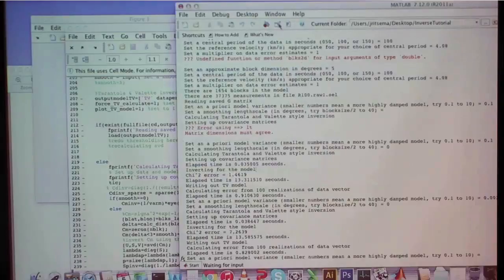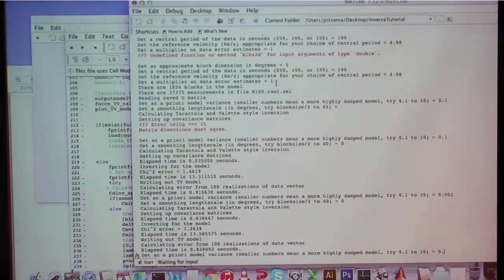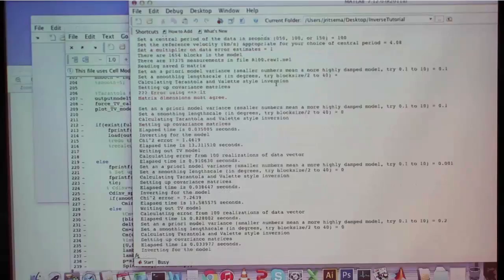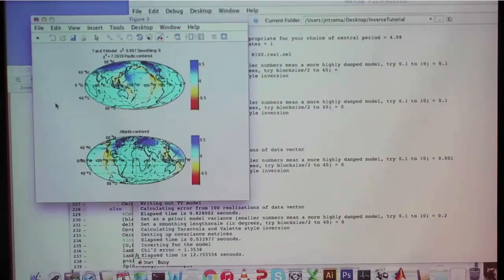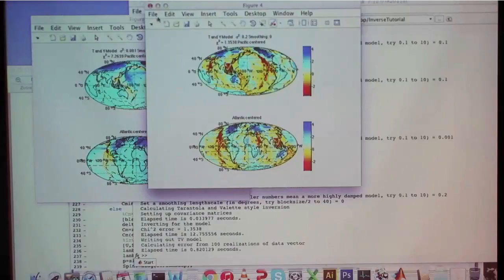I'll do one more, for the sake of it. I'm running an inversion myself again with a lower damping, just to see the contrast again. Chi-square is 1.3, and here's your map. Oh, now the old map is back, so now we can compare the two maps. High damping on the left, low damping on the right.